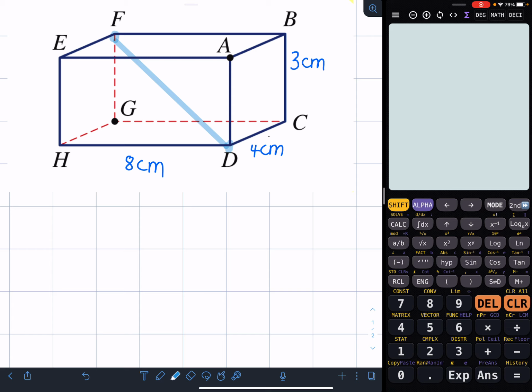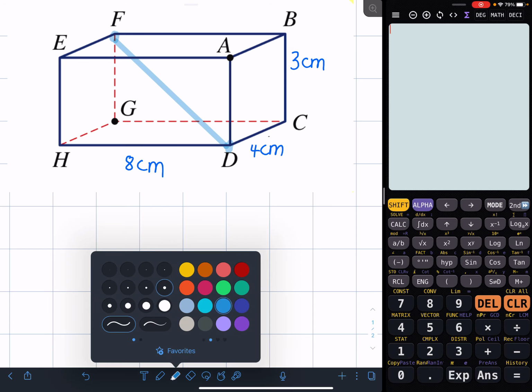To solve this question, there are two steps. In the first step, we're going to find a triangle and find the length of an unknown side using Pythagoras. In our second step, we're going to find a different triangle, and also find the length of a side using Pythagoras. So let's get going on it.